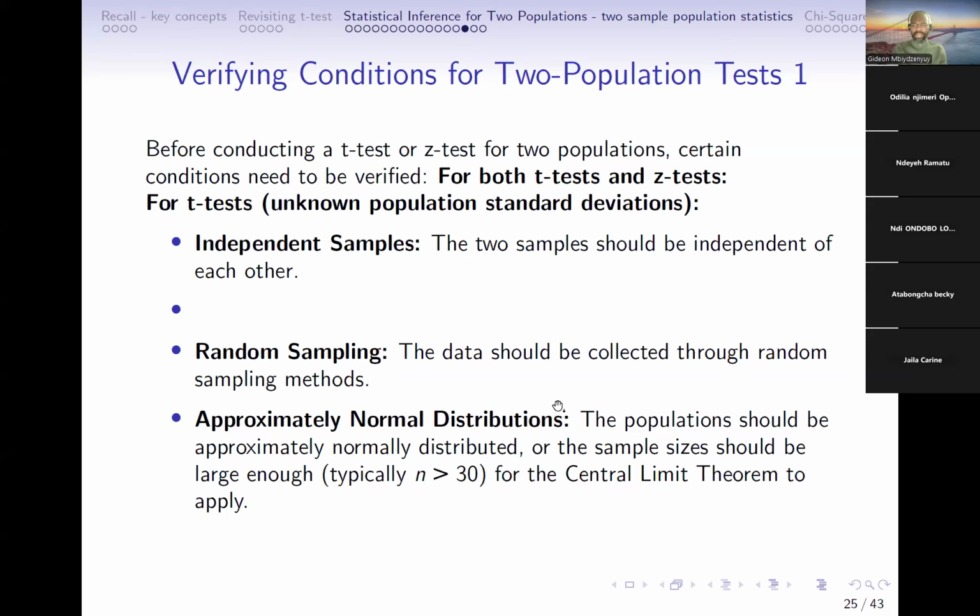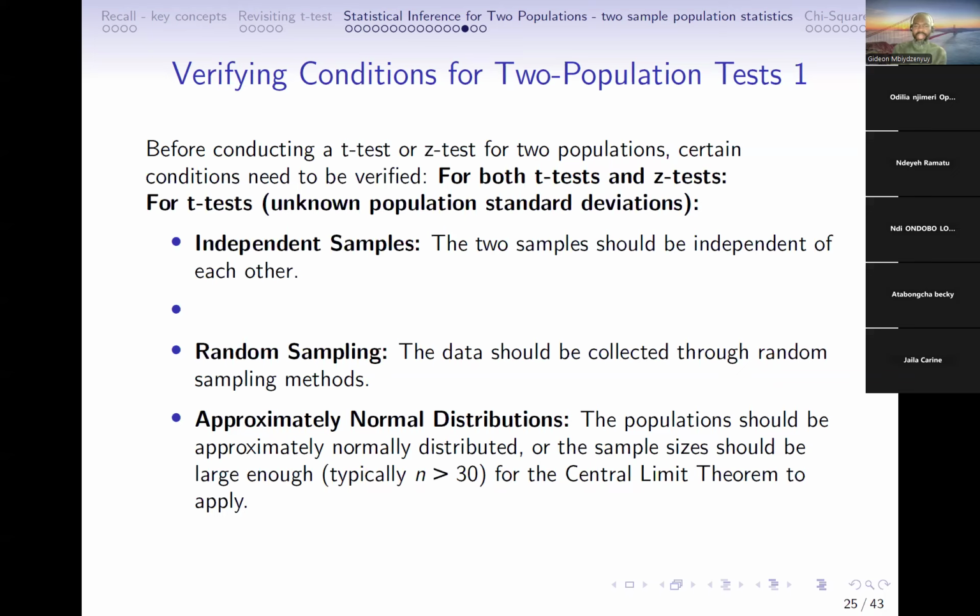When you say that two samples are independent, it means that the data points you collect in one sample should not in some sense influence the data points in the other sample. So whatever you select in the first sample is completely independent of the second sample. It doesn't affect it. So there's no relationship between these two.